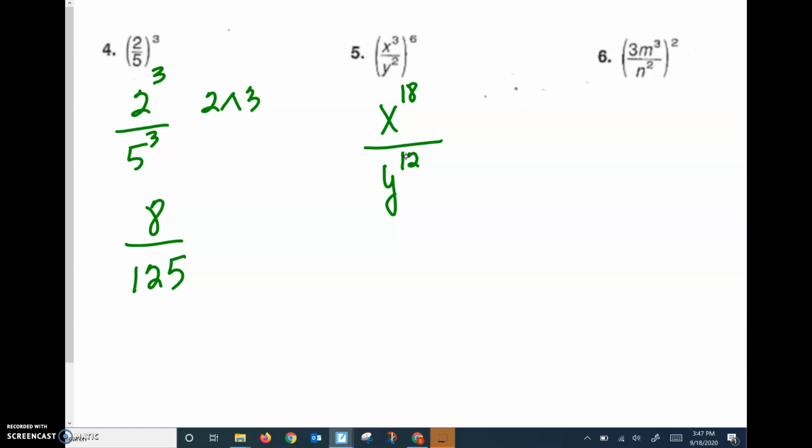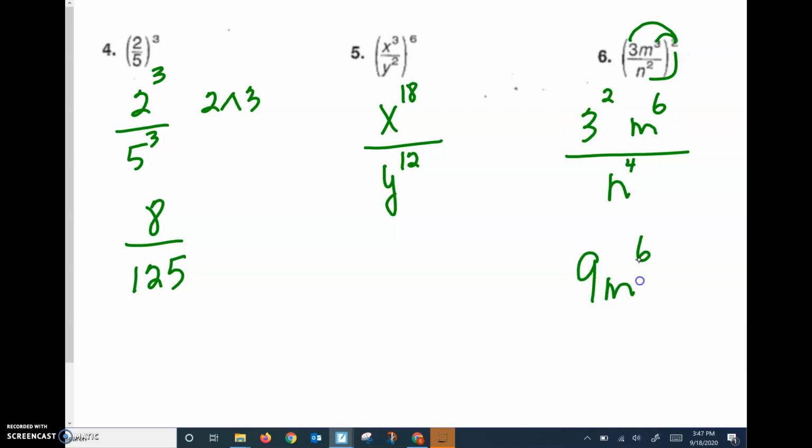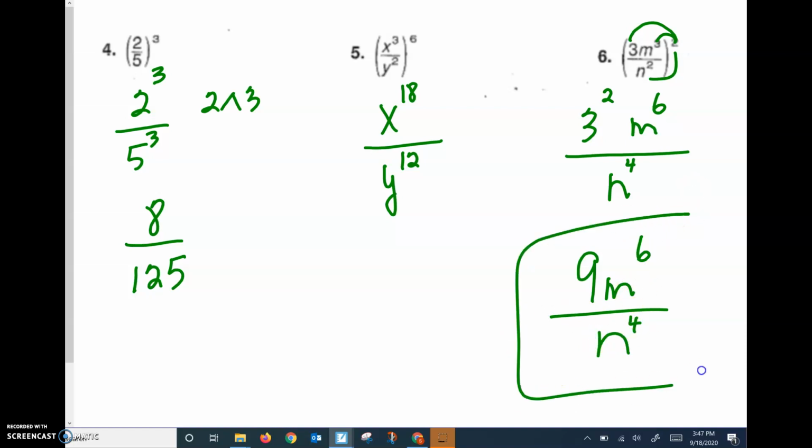Okay, that's your answer. All right, going on to number 6, we have to bring this 2 in, bring it into everything, the 3, the m, and the n, all 3 of those. So we have 3 to the 2nd, m, and we're going to go 3 times 2, because remember power to power is multiply, and then n, 2 times 2 is 4. So 3 squared is 9, m to the 6th, n to the 4th. And m and n are not like terms, they are not like bases, so we're just going to leave your answer like that.